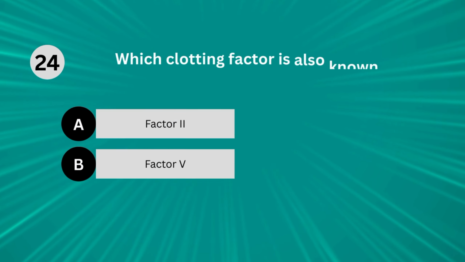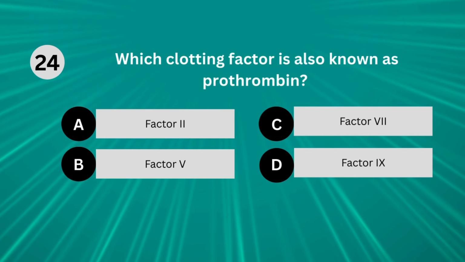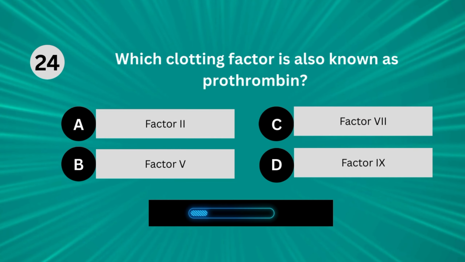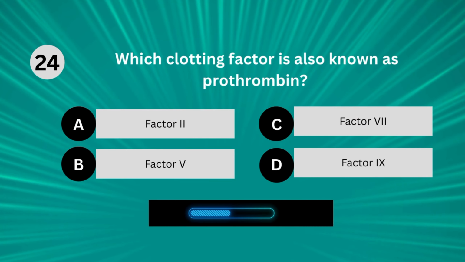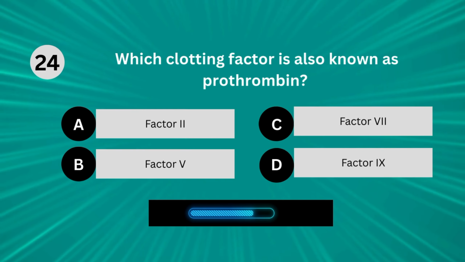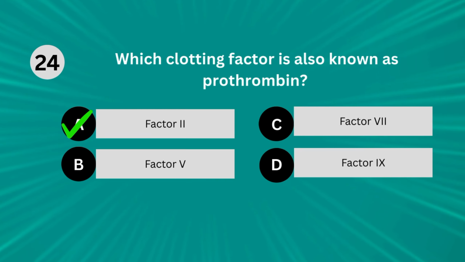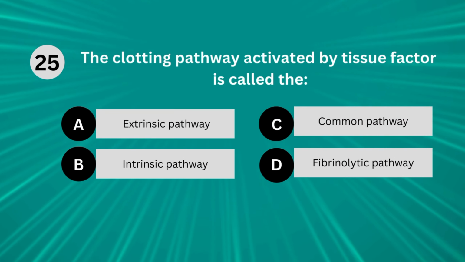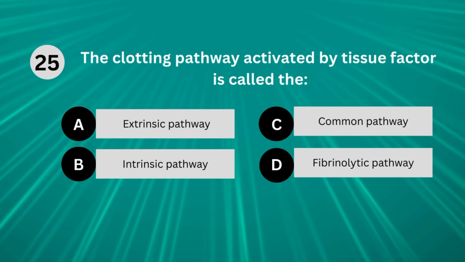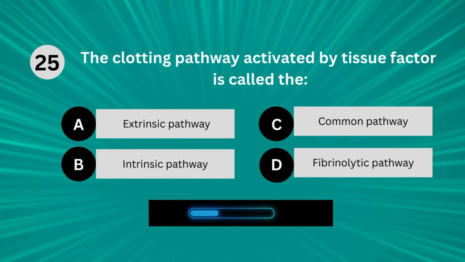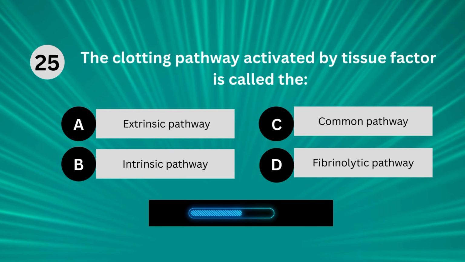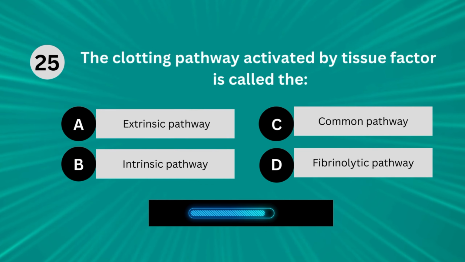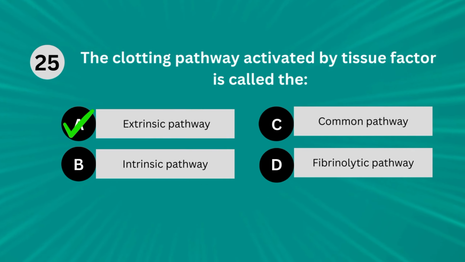Now, which clotting factor is also known as prothrombin? Factor 2. The clotting pathway activated by the tissue factor is called the extrinsic pathway.